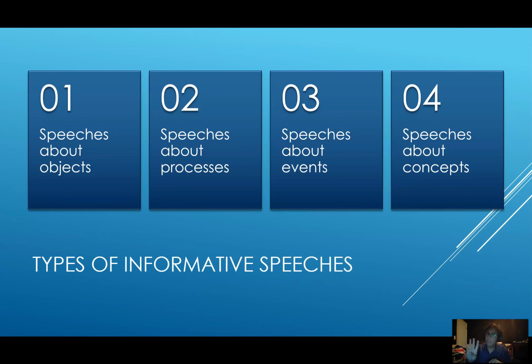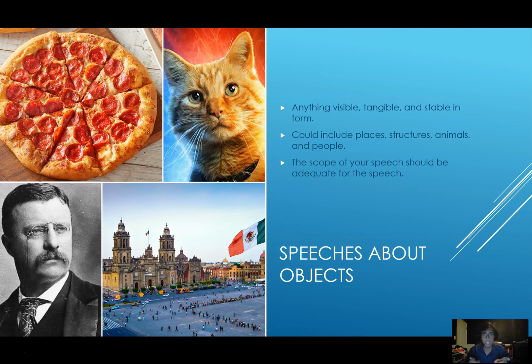So there are four big types of informative speeches: speeches about objects, speeches about processes, about events, and about concepts. Let's dive right in with speeches about objects. Objects are anything that is visible, tangible, or in stable form. This could include places, structures, animals, or people.